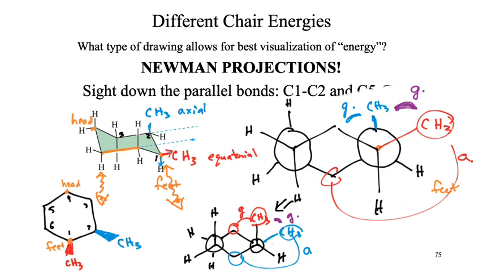Notice the energies. Gauche, gauche, anti, gauche, gauche, anti. What does that mean? Is either one of those chairs more stable than the other? No, they have the same energy. Okay? Did we have to go all the way out to the chairs to find that information?